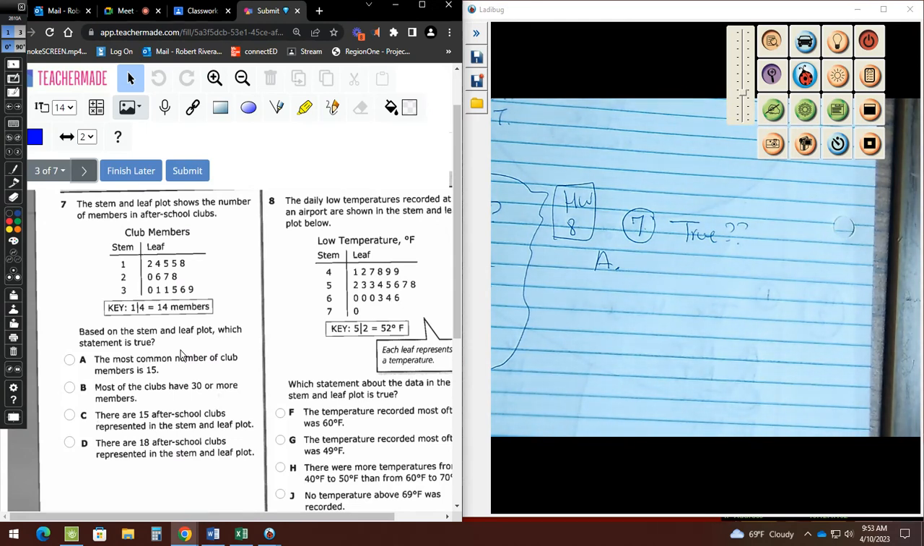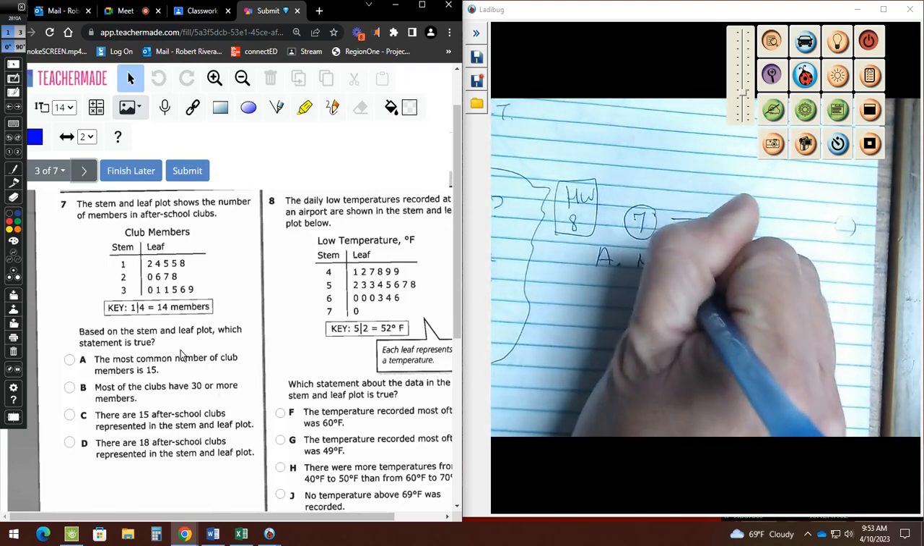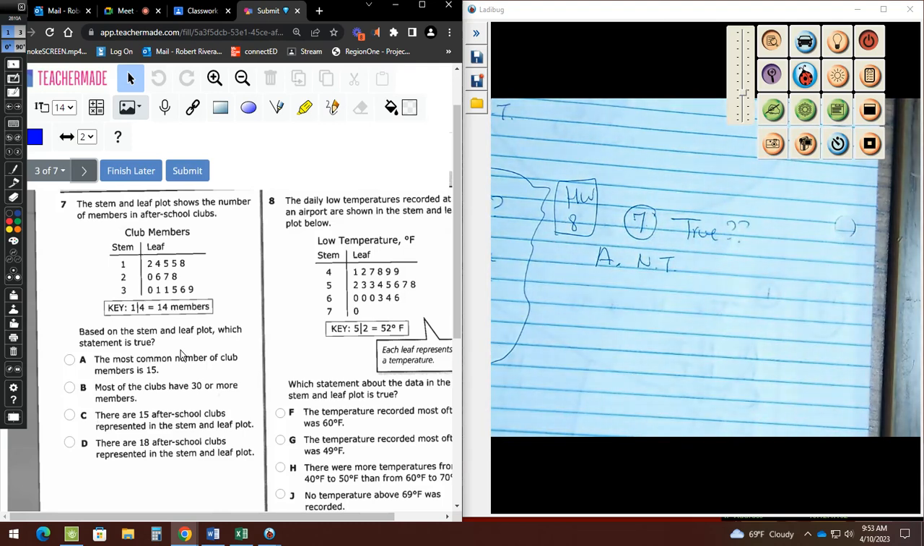The most common number of club members is 15. True or false? The most common is 15. It's true, but there's also what? 31. So there were 2 modes. We have 15 and 31. That's why we cannot say that this is true. So this will be not true. If they would have mentioned the most common number of club members is 15 and 31, then it would be true.